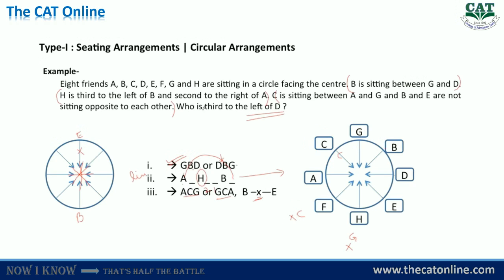So now to answer the question, who is third to the left of D? This is D. This is D's left. This is first. This is second. This is third. So the answer would be F. F is sitting third to the left of D. Alright, I hope you understand this question.